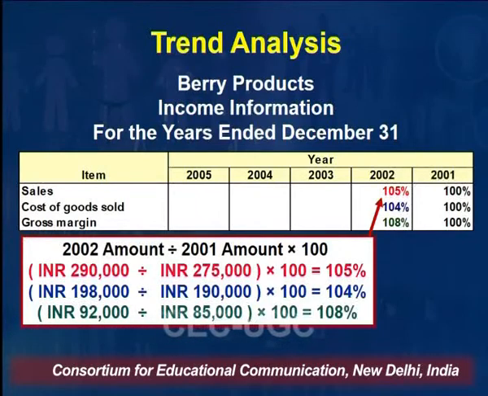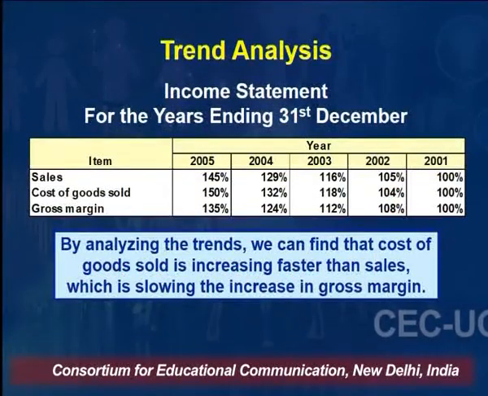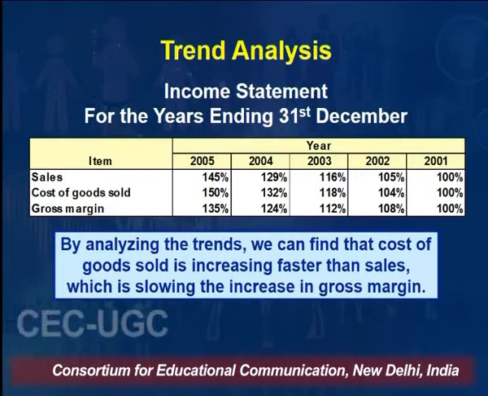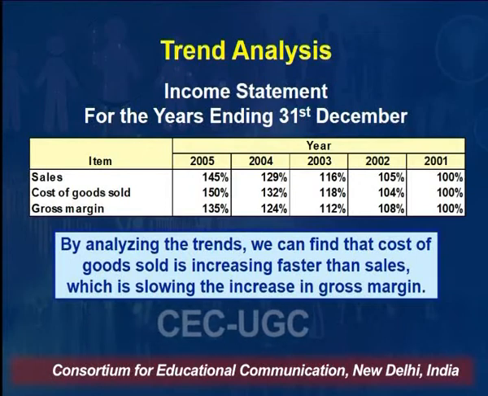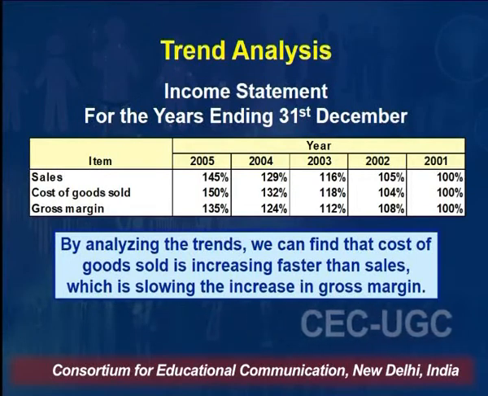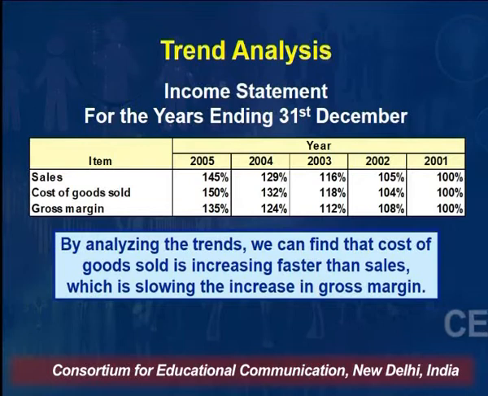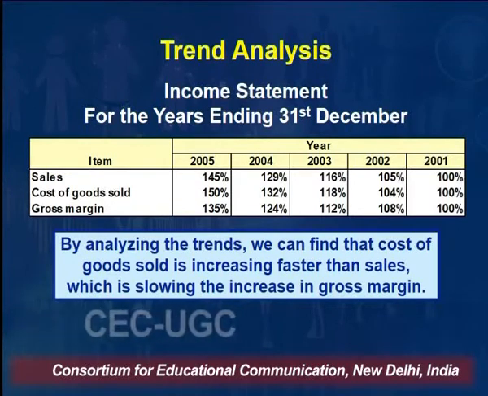So from 2001 to 2002, we have done the calculation. Likewise, we shall do the calculation for the subsequent years, that is 2003, 4 and 5. And when we do the calculation, we find the trend percentage like this. So if we take the example or instance of sales only, what was 100% in 2001 has become 145% in 2005.